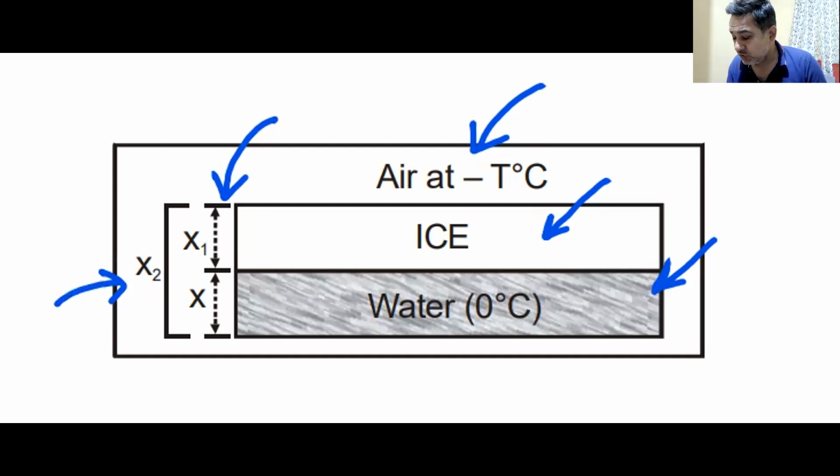The important things to note in this diagram is outside air is at minus T degrees Celsius. We have x1 width of ice already there, and we want the width of the ice to become total x2. These are the three things that you will remember: x1, x2, and the outside temperature is minus T. This is the diagram that you will draw. I will give you a minute to do it.